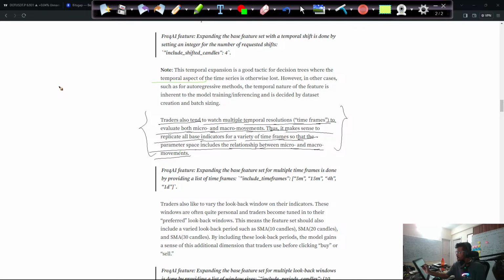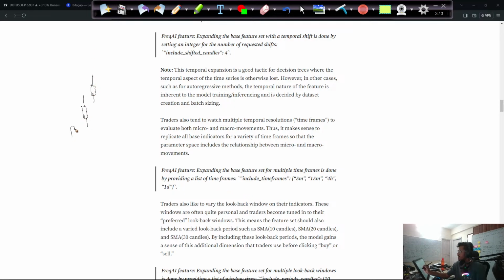So if we are trading with a 3 minute time frame, we can include a 5 minute time frame, 15 minute time frame, 1 hour time frame. So this would be like 2 temporal shifts. This would be like 5 temporal shifts, because 3 times 5 is 15, right? And so on.